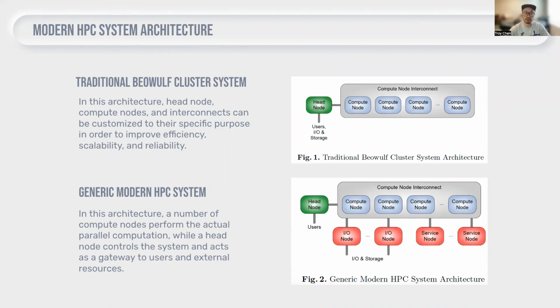And in Figure 2, a number of compute nodes perform the actual parallel computing, while a head node controls the system and acts as gateway to users and external resources. Optional service nodes may offload specific head node responsibilities to improve performance and scalability.